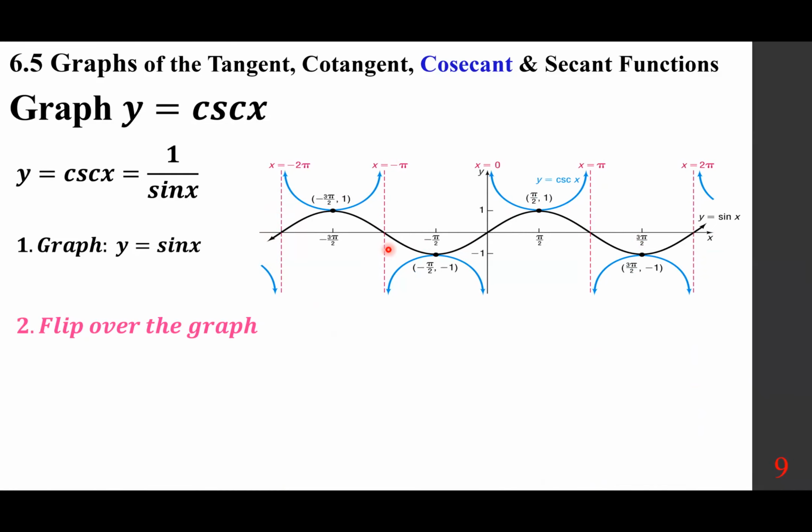But I want you to notice, sine goes from -1 to 1. The range of sine is -1 to 1. And cosecant can't have those values. So it is all real numbers except from -1 to 1.